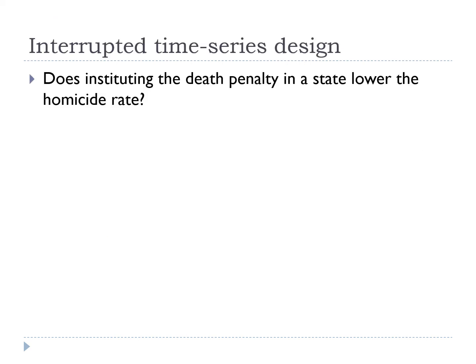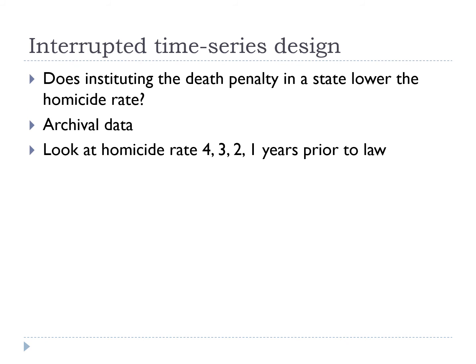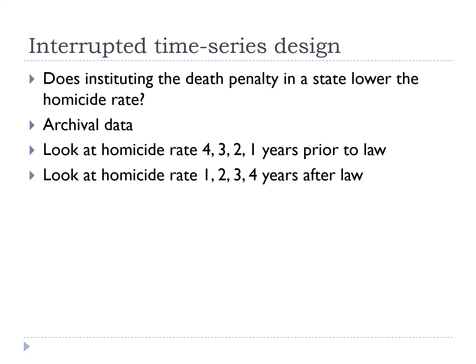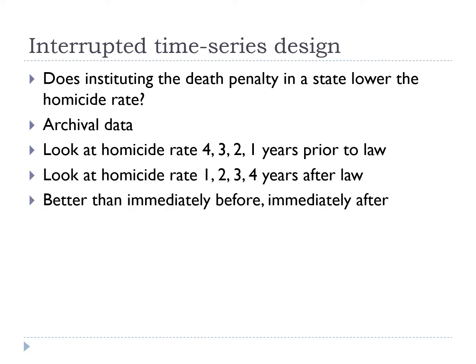An interrupted time series design is another type of quasi-experimental design where you take a look at mostly archival data or sampling data over time before and after some sort of intervening event. So for example, if you wanted to know if instituting the death policy in a state lowered the homicide rate, then what you would do is take a look at archival data and take a look at patterns of data before the law was enacted and then after the law was enacted. And then you might see if the homicide rate changed.